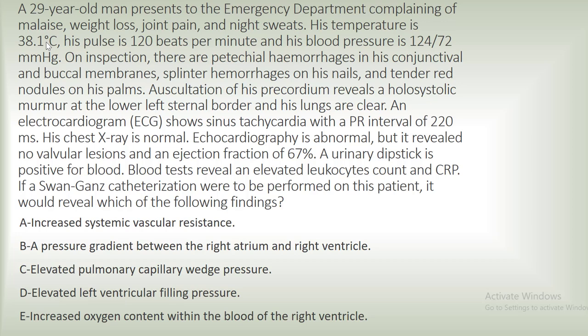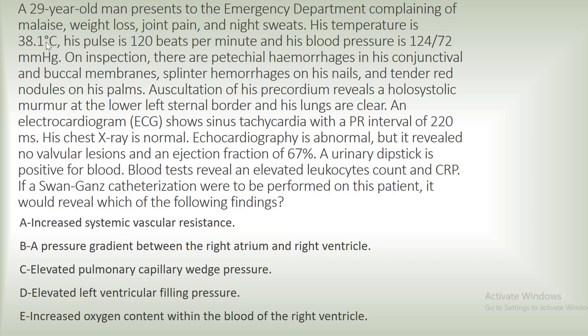On examination, he is feverish, tachycardic, but his blood pressure is normal, and we have petechial hemorrhages in his conjunctiva and buccal membranes. We also have splinter hemorrhages in his nails, Osler nodes as well. These are the tender red nodules on his palms. Those are Osler nodes. An auscultation of his chest reveals a hollow systolic murmur at the lower left sternal border.